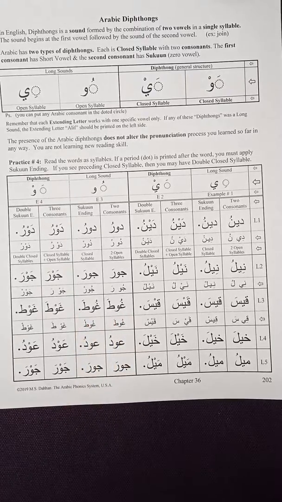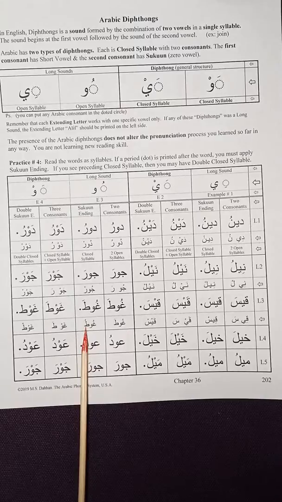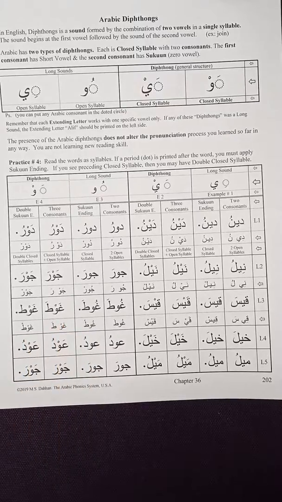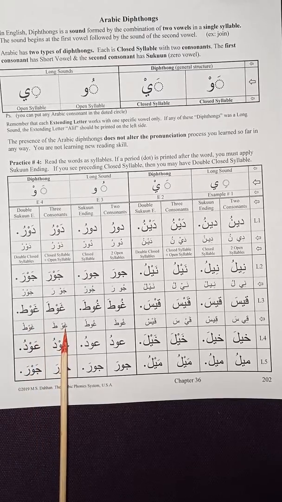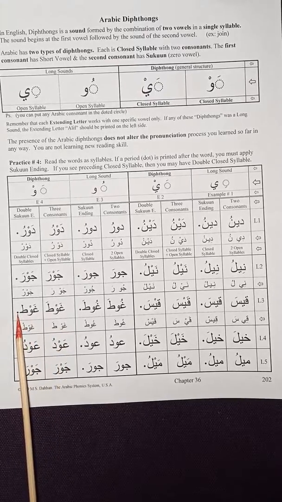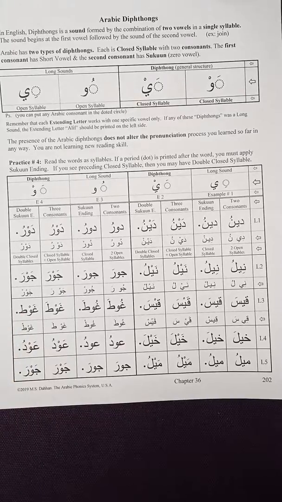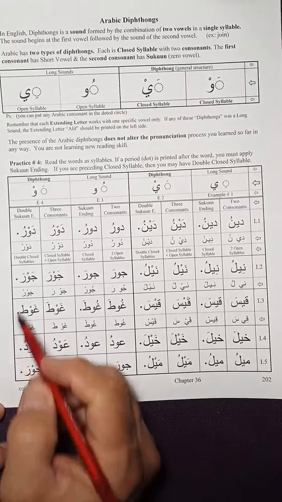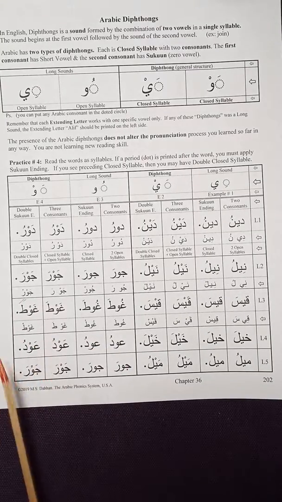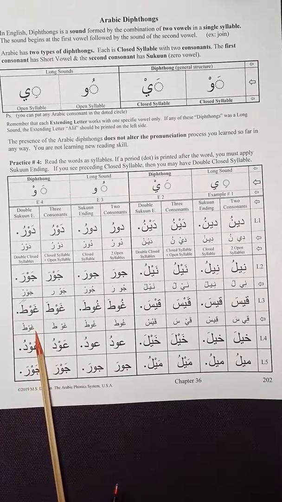Ghuta, because it has sukoon. Now the diphthong: Ghawta. Right, so when we put the dot here, this one has sukoon, lost as a vowel. I see a little error here. It should be so it will become a double closed syllable.